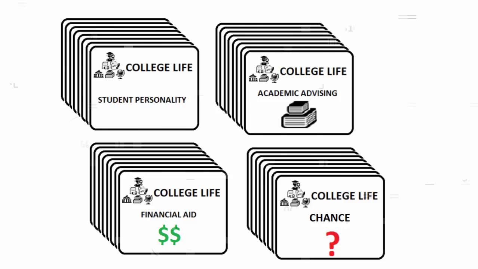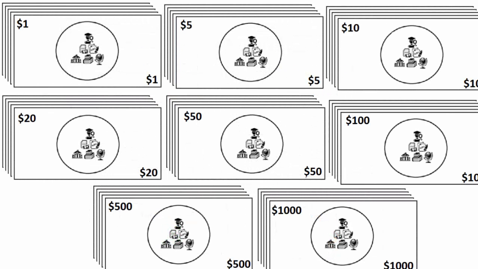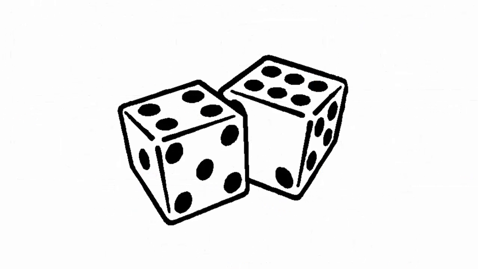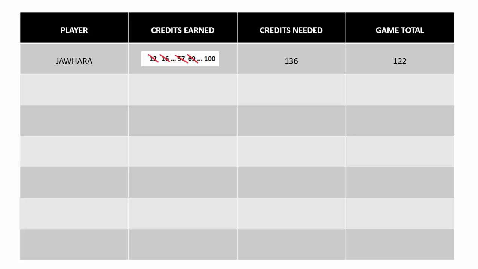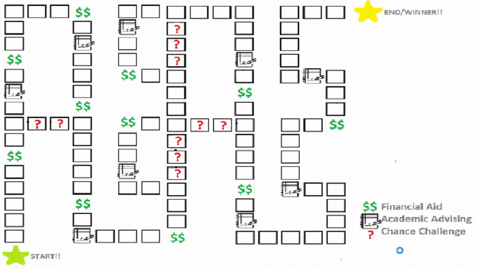Also needed will be originally created game money, dice, and score sheets. The score sheets are to keep record of earned credits throughout the game. To begin, lay the game board out on a flat surface. Align the player pawns at the start of the game and place the decks of cards in their designated areas.